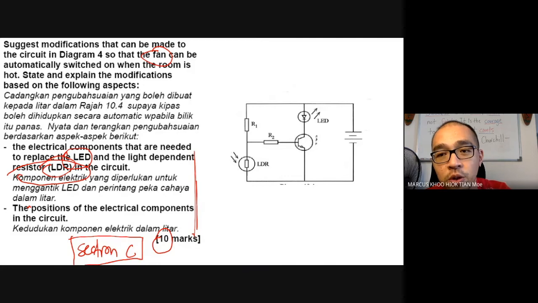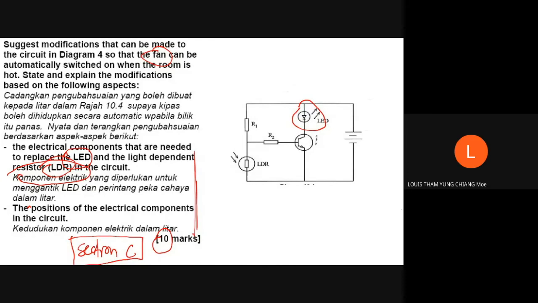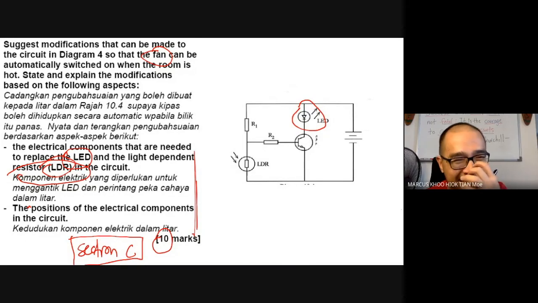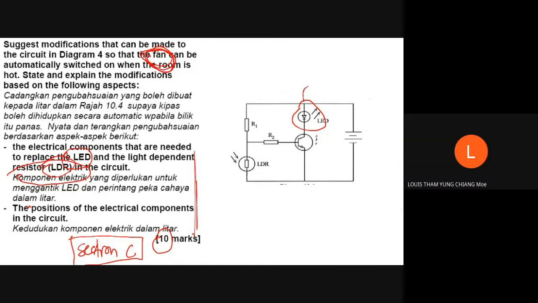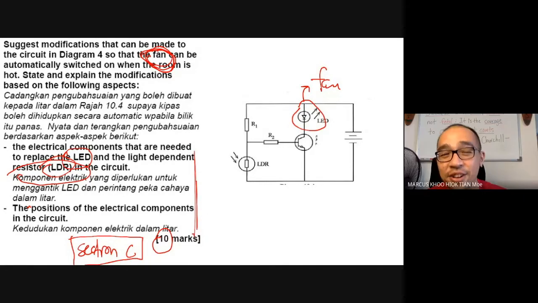And now we're back to Louis. A bulb? No, wrong. Don't know, sir. Read the question. Suggest modification that can be made to the circuit so that a fan. So you kind of want to change this to a fan? Yeah, so you change it to a fan so that it can cool down the room. For whatever reason that you want to have a fan. Don't think so complicated, very simple one. Next, what can we change the LDR with? Melanie.